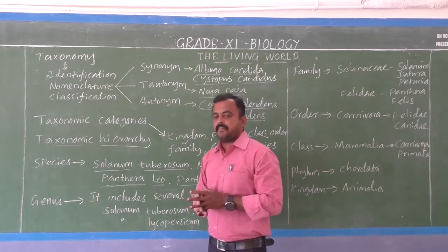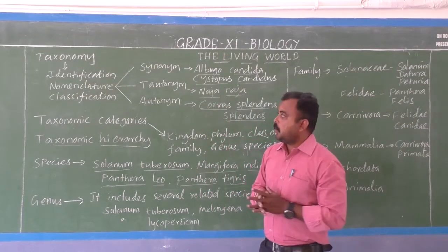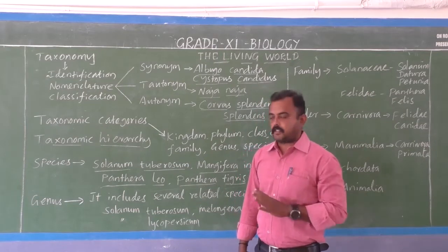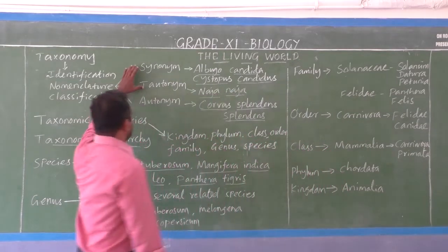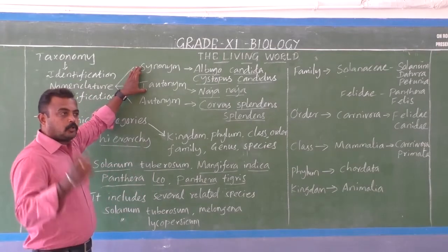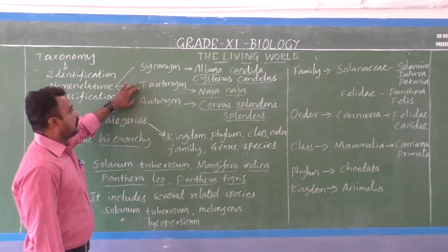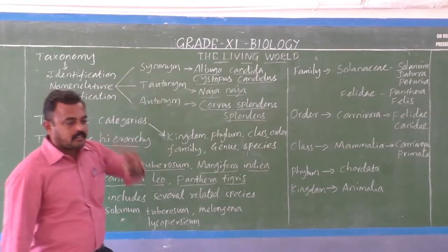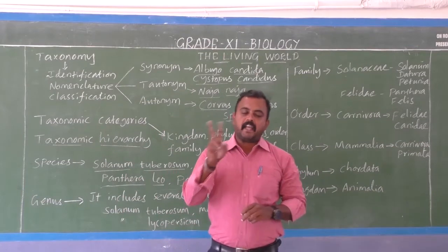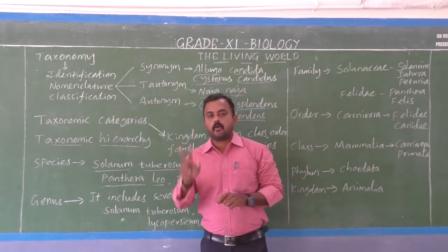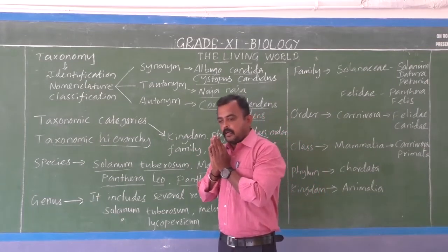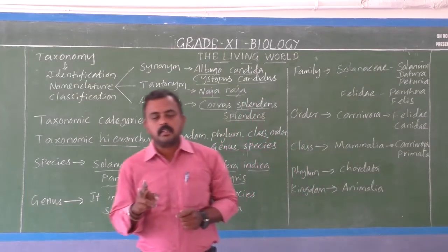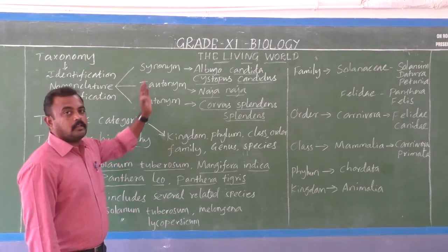In nomenclature, we have two types. One is binomial nomenclature. The second one is trinomial nomenclature. In binomial nomenclature, we have two types: one is synonym and the other is tautonym. Binomial nomenclature means giving two names to a particular living organism, naming with two components. One is genus and another one is species. That is binomial nomenclature.